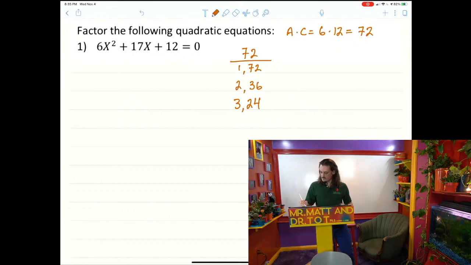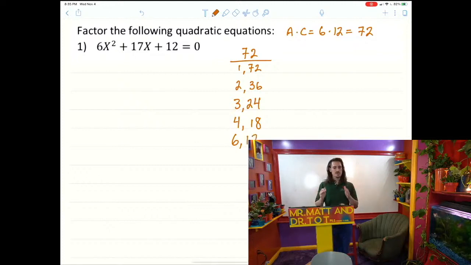72 divided by 4 is 18. It's not divisible by 5 because it doesn't end in 0 or 5. Let's see if it's divisible by 6. It is. 6 goes into 72 12 times. See how the numbers are narrowing together? That means that there's fewer and fewer factors that we need to consider.